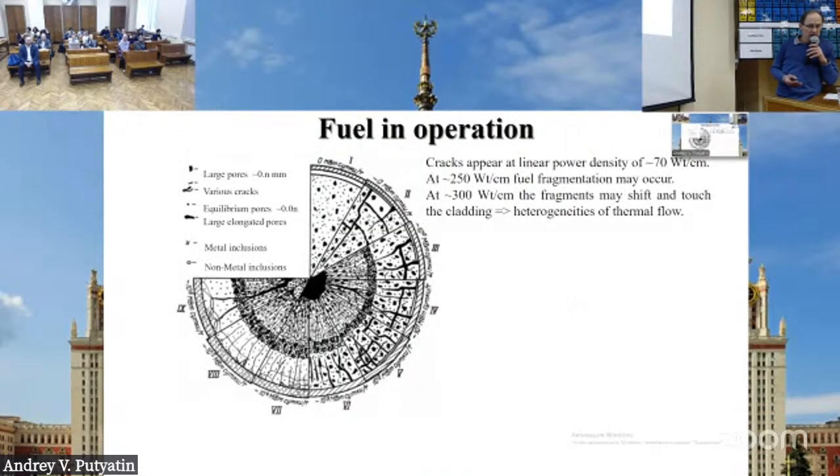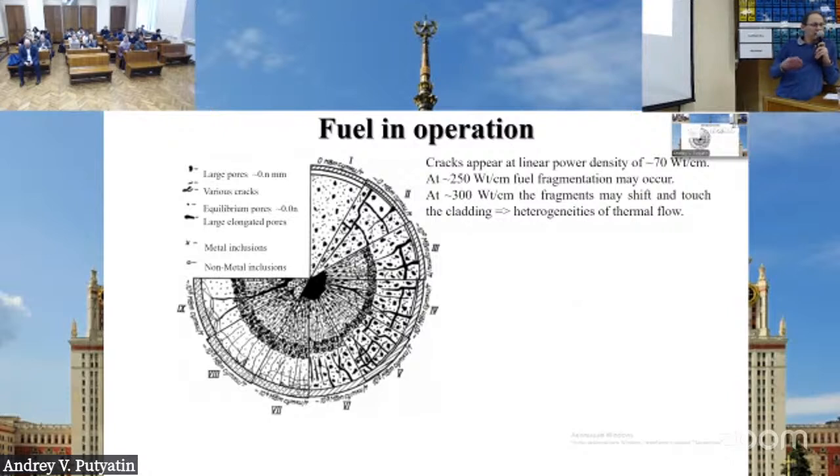So let's go now to a more detailed understanding of what is going on in the pellet. So the initial pellet is, as we know, a good fuel, characterized by homogeneous and large grains with quite small pores. Small pores means a few microns in size.